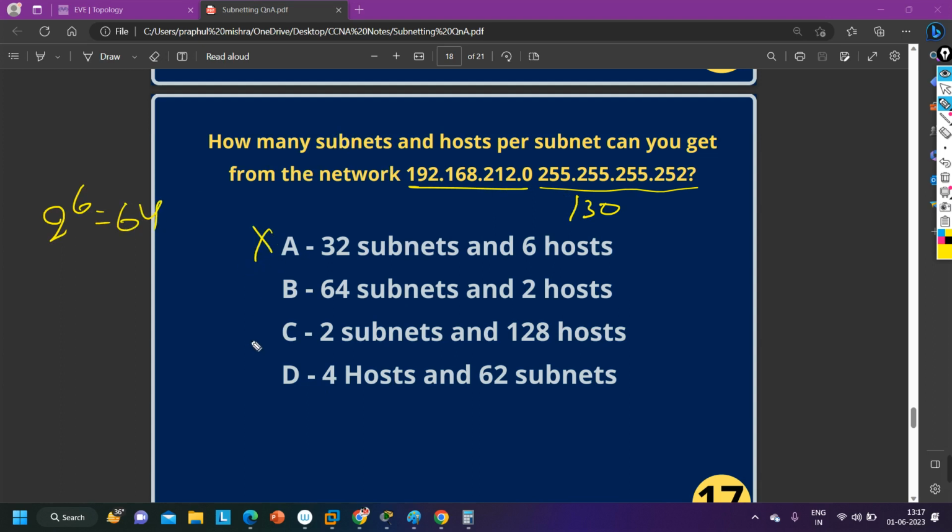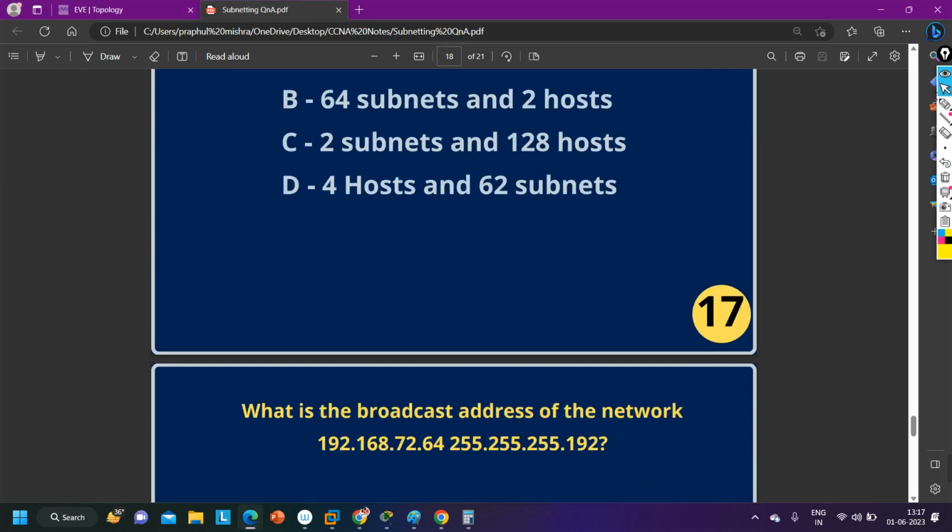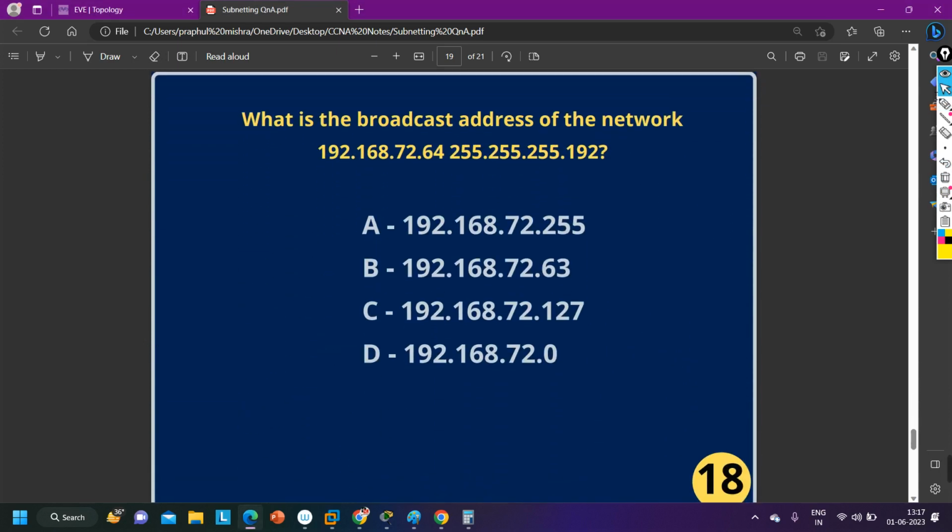64. That means option A is incorrect, option C is incorrect, option D is incorrect, option B is right. And you can find the valid hosts as well: 2 to the power h minus 2. So h will be what? 2. Done? Yes. Okay. Question number 18.